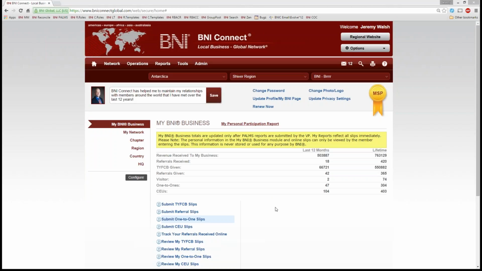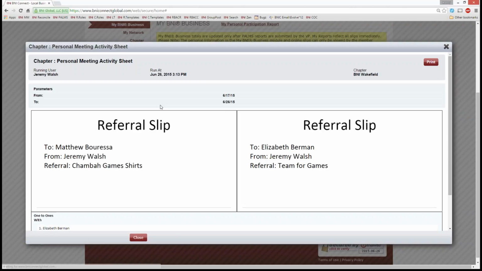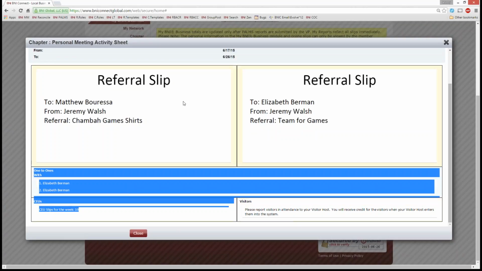The reason I say that is for the referrals, in order to be considered for the door prize, you're going to need something to draw that person's name from. And also from a referral reality check standpoint, it's helpful to turn in those physical slips. Now, you can turn in those slips by using your Print Your Weekly Slips report, and this will essentially give you printed referral slips, and then it'll organize the rest of the information just so you can announce the one-to-ones and the CEUs and thank you for closed business. But there's no need to necessarily turn in hard copies of this other activity, just for the referral slips.